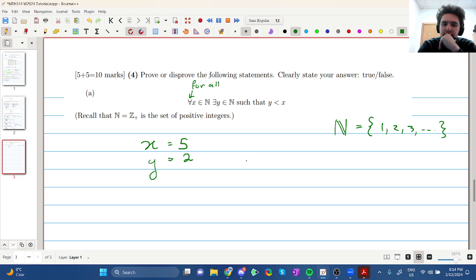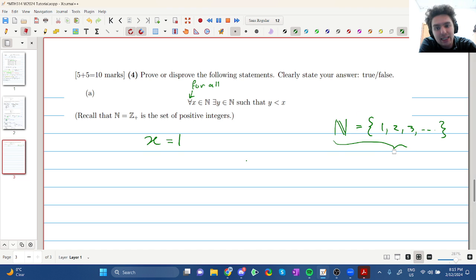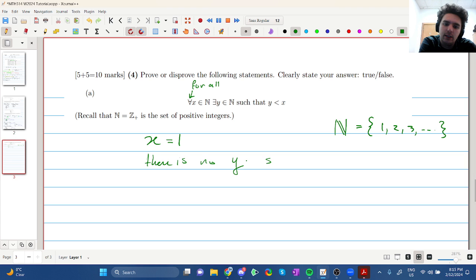I got 2 falses in the chat here. Anybody want to elaborate why it's false? If you don't want to, you don't have to. It's fine, I'll elaborate no matter what. So I got an x equals 1. That's very important. It has to work for all of them. If you choose x equal to 1, which is an element of the set, now try to find a number that is smaller than it. Well, you can't say 0.9 because 0.9 is not an element of the set. You can't say 0 because 0 is not an element of the set. There is no such y value. There is no y such that y is less than x.